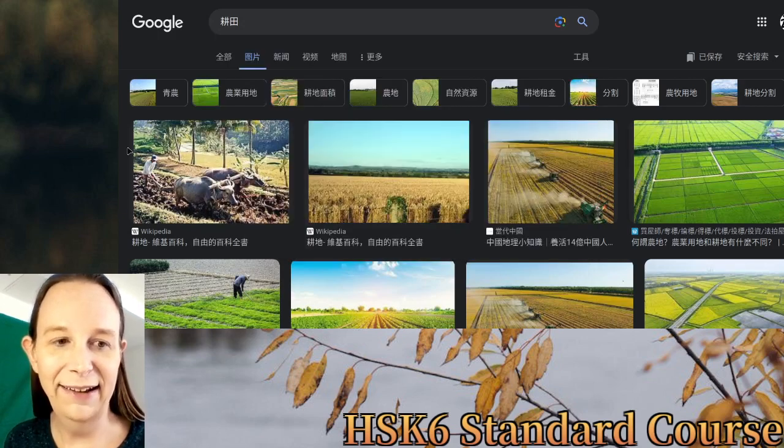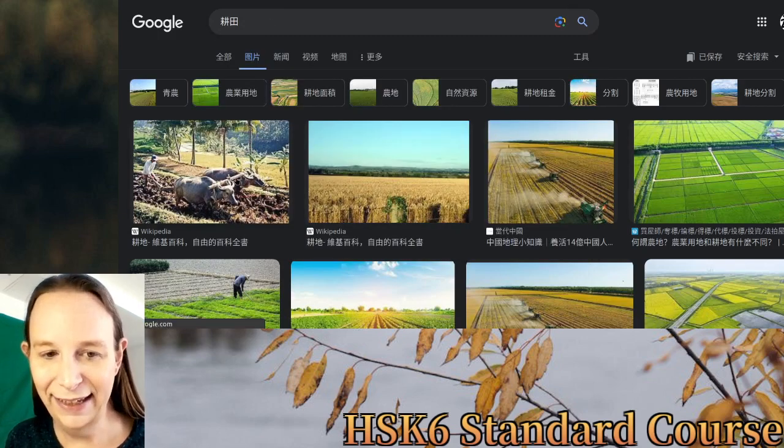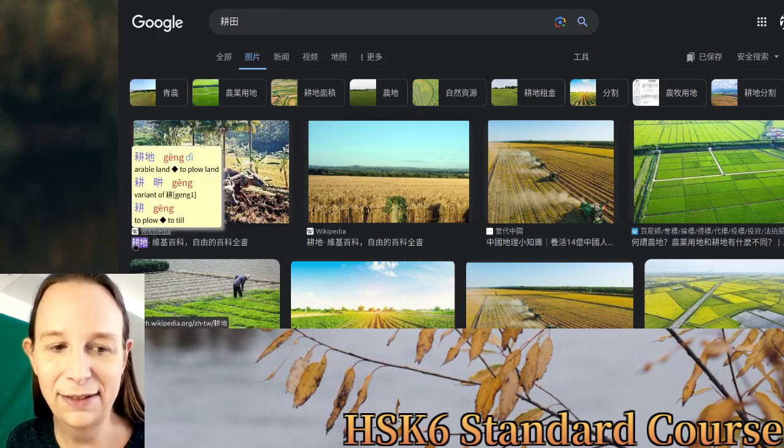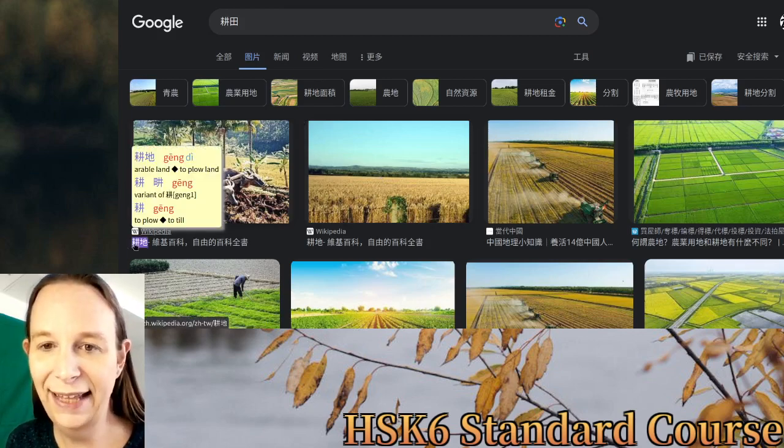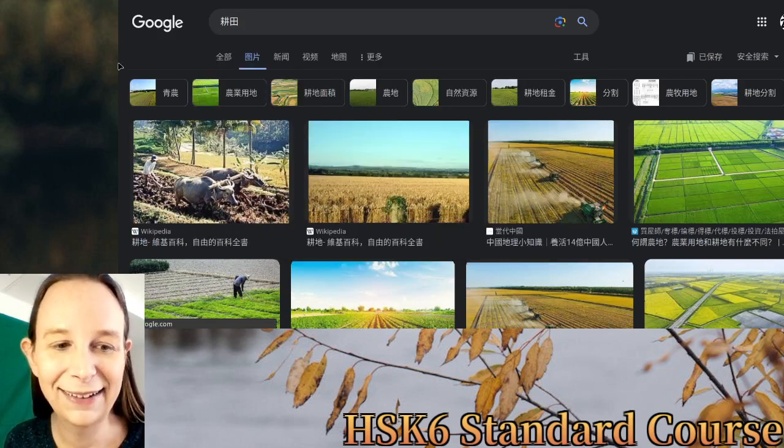耕田. Okay, so it's plow fields, right? 耕地 is plow land, but it seems it's also arable land. Land that can be used for 耕耘, right? Come on!